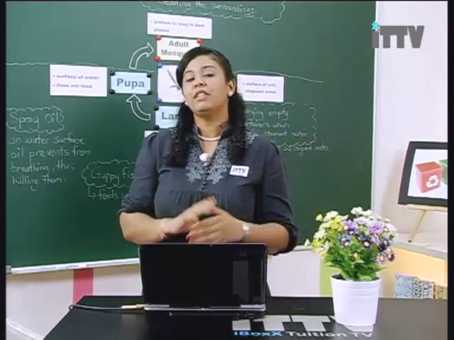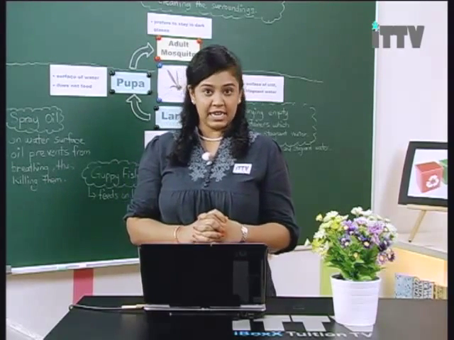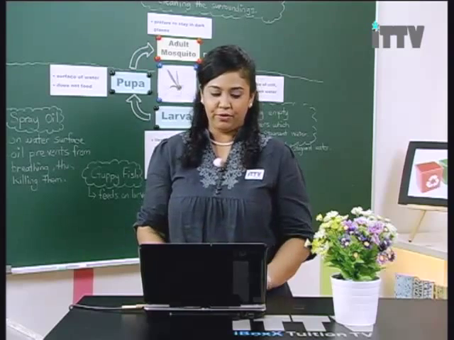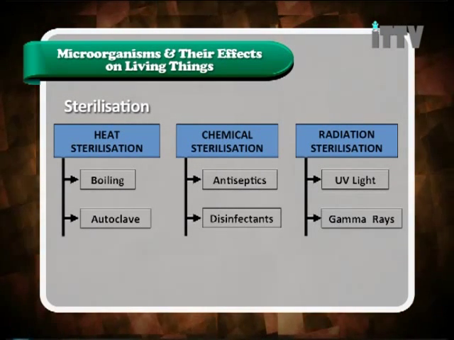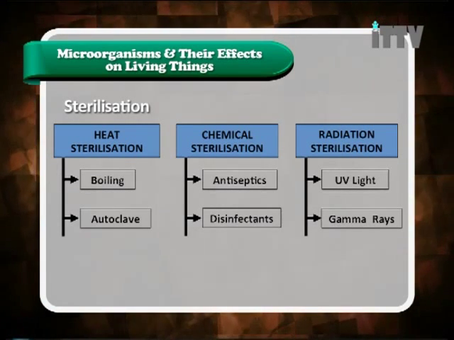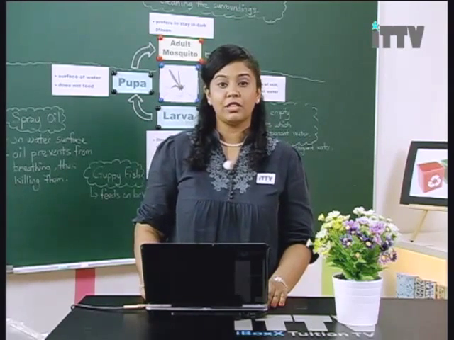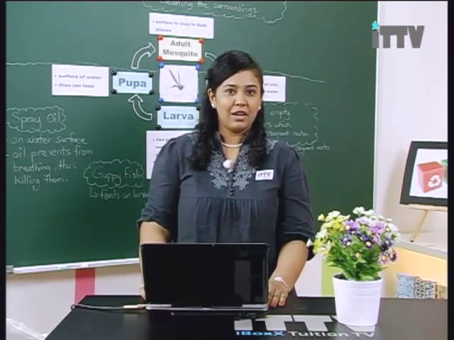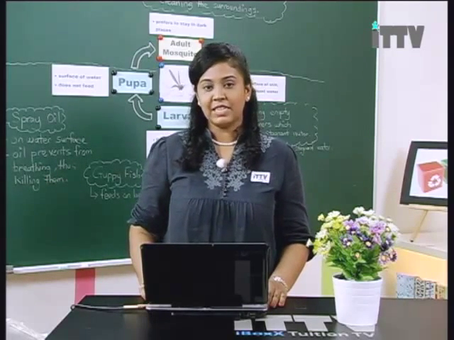So let's view the next slide and understand what are the categories involved in the sterilization process itself. Sterilization can be done using heat, chemical, and radiation. Let's look at what heat sterilization is all about. We usually boil water before we drink from the tap water. Why is this? Very obvious that by boiling water we can kill the microorganisms.